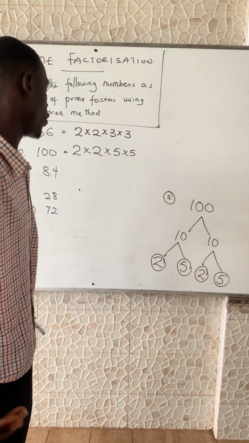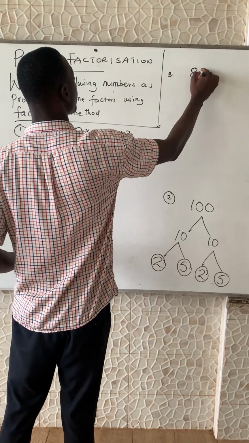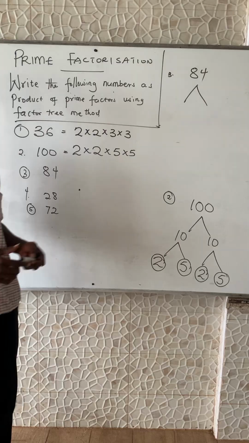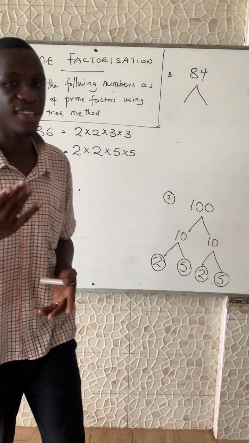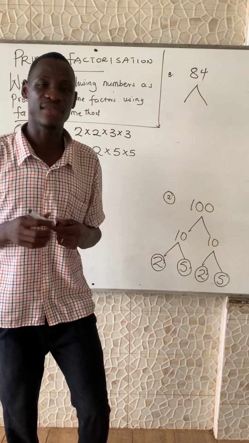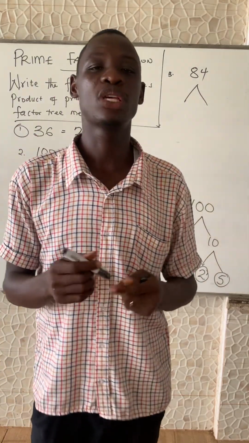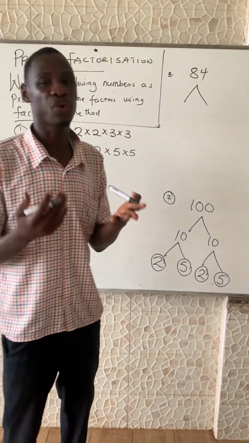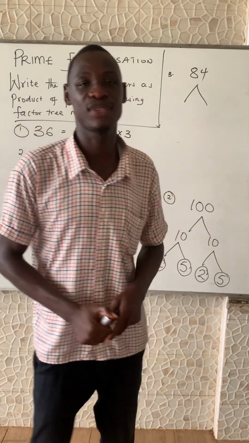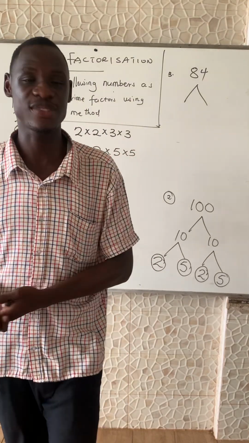So for 84, we ask ourselves, which two numbers will multiply to give us 84? Alright, so we have 7 times 12 to give us 84. We have 4 times 21 to give us 84. We have 3 times 28 to give us 84. We have 6 times 14 to give us 84. So all these are factors of 84.